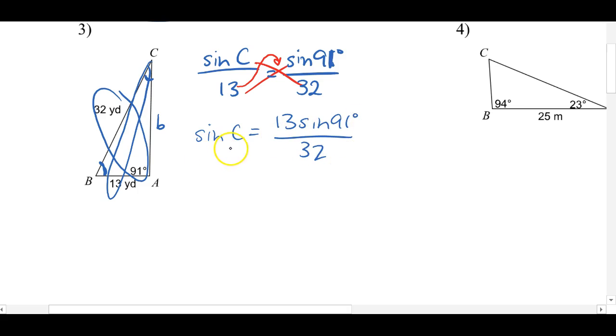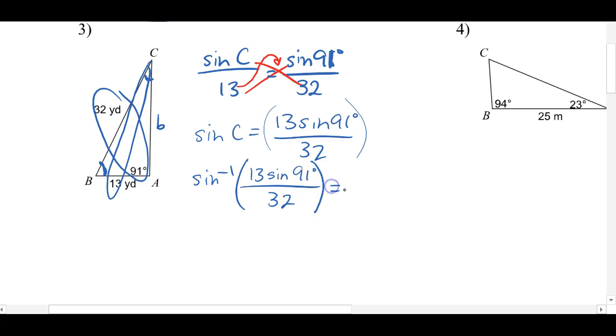But now what I need to do is, once I get to the point where I just have sine on this side of the angle, I will do the sine inverse of this value, 13 times sine of 91 degrees over 32, and that will give me my angle C. So again, once you get to this point where you just have the sine of the angle by itself equal to some value or expression, you're going to take the inverse sine of that value, and that will give you angle C. So let's find that.